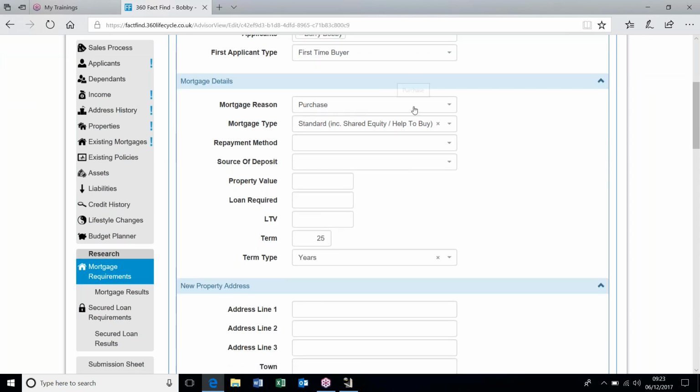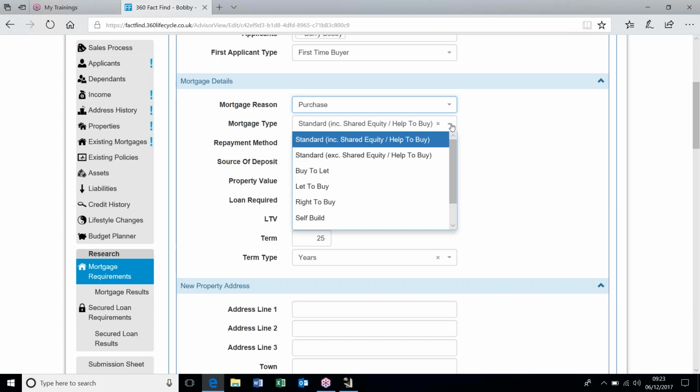And then the reason. You've got to just check, is it purchase or remortgage? In this case it's going to be a purchase. What type of mortgage is it? It's given me standard mortgage including shared equity and Help to Buy. Obviously with first-time buyers, that could be a good option, given that Help to Buy will come up as well for the properties that it applies to.